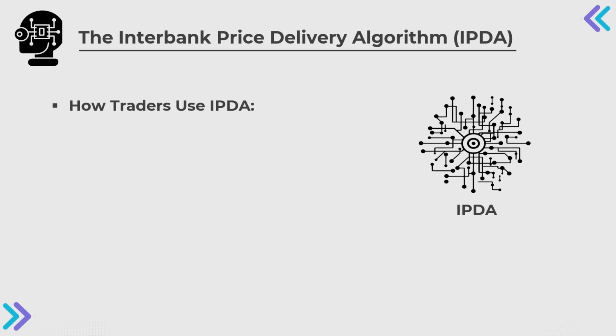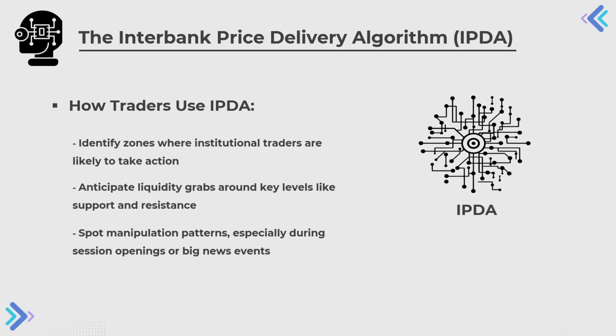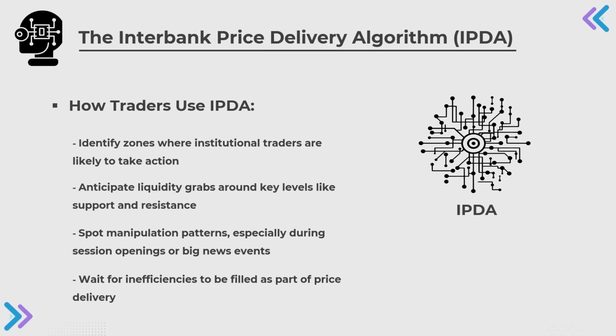Understanding how this algorithm works will help you protect your assets in the market. Here's how traders use IPDA to do that. Identify zones where institutional traders are likely to take action. Anticipate liquidity grabs around key levels like support and resistance. Spot manipulation patterns, especially during session openings or big news events. Wait for inefficiencies to be filled as part of price delivery.